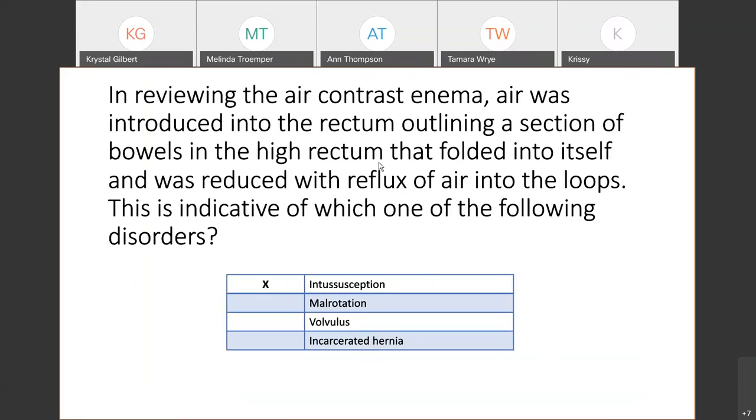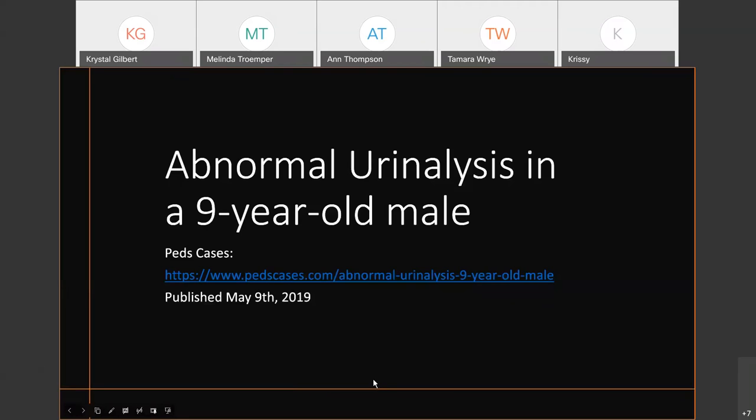So when the bowel is folded in on itself, that's the intussusception, right? It's folded inside of itself, like a telescope, right? And remember, one of the treatments is the air contrast enema. I don't think we really do that with any other process. So the diagnostic thing was also a key there.